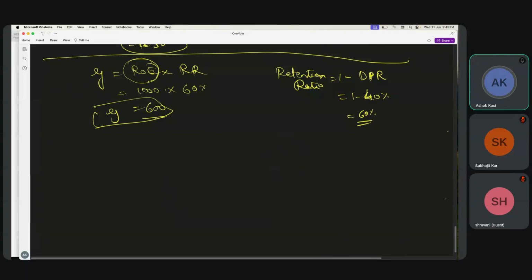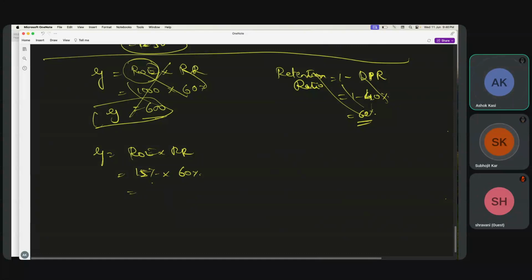Okay. Acha, this is okay. One second, I have used the wrong amount. Wait. Let me use return on equity into retention ratio percentage. Let's say return on equity is 15 percentage and retention is 60 percentage. Just calculate this. Now this time you can use 15 percentage into 60 percentage directly, and whatever you get is converted into percentage.